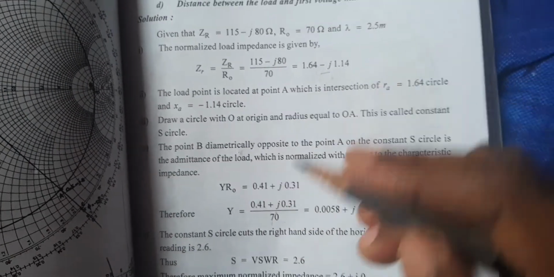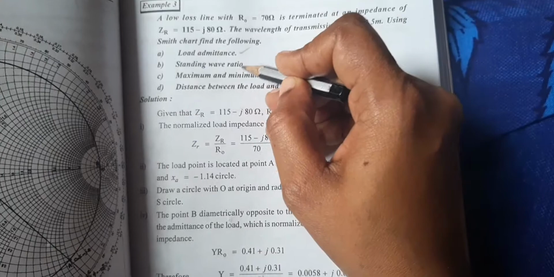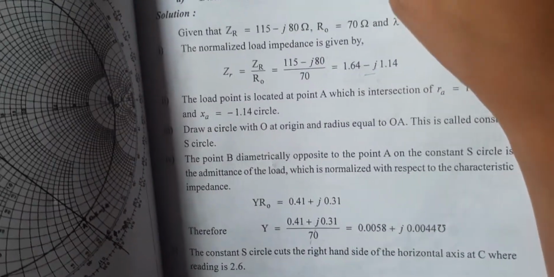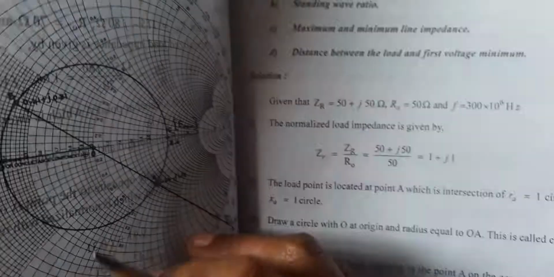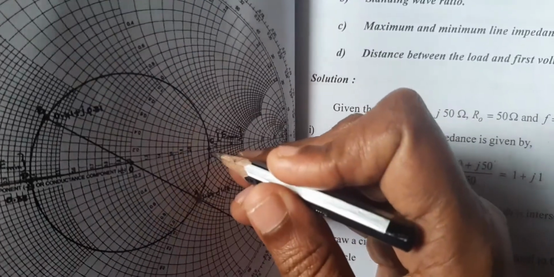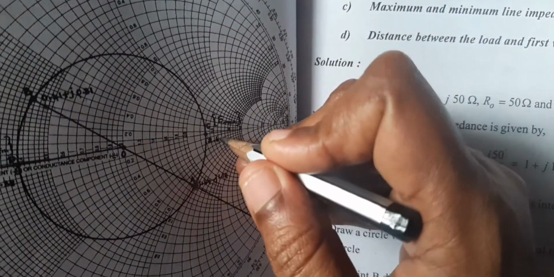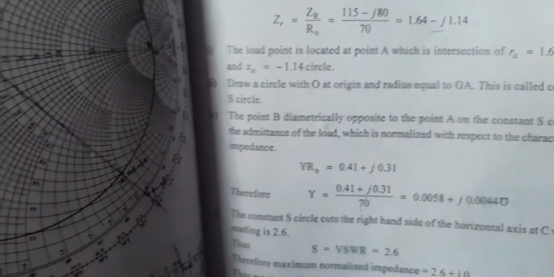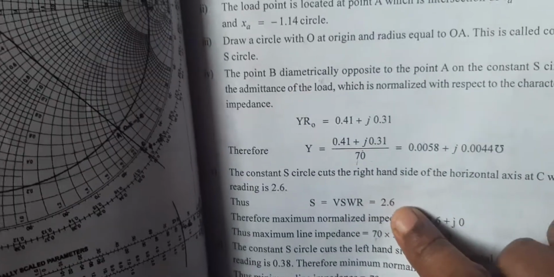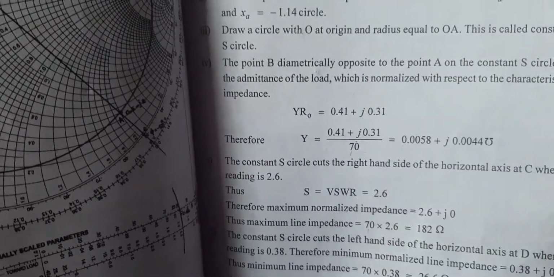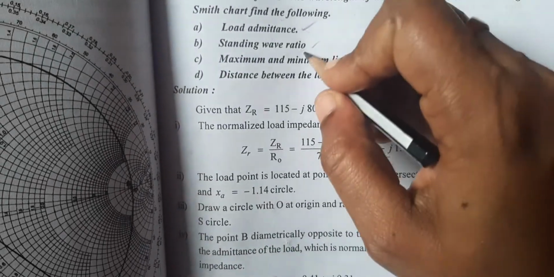Can you understand? Next, they had asked to find the standing wave ratio. How will you find the standing wave ratio? In the previous problem itself, we see the right hand side intersecting point on the circle, that is 2.6. So that is the VSWR value. Okay, so 2.6 is the VSWR value, and we have found the standing wave ratio.